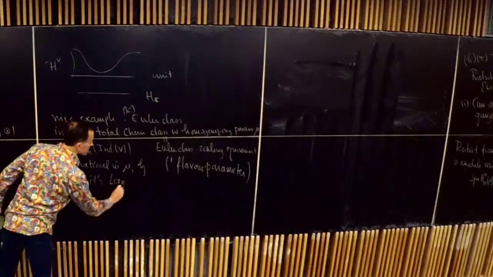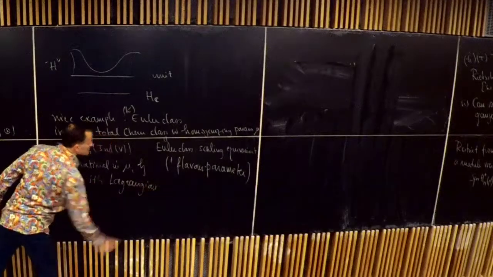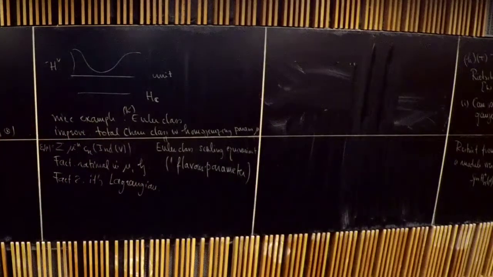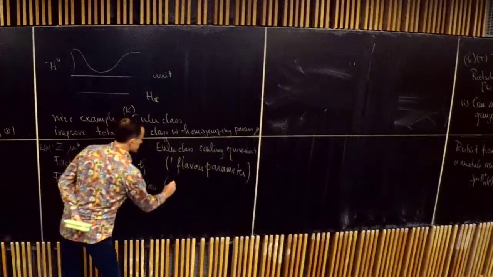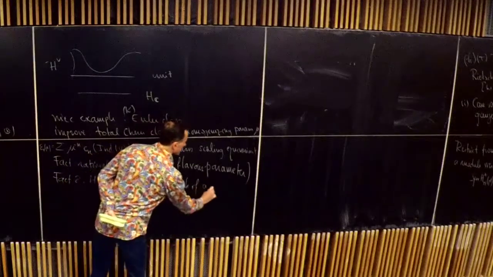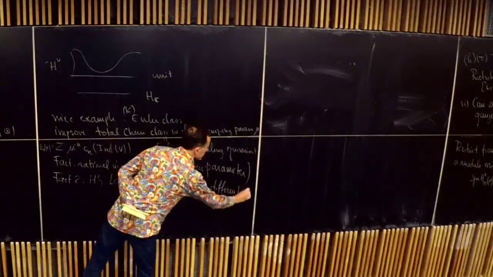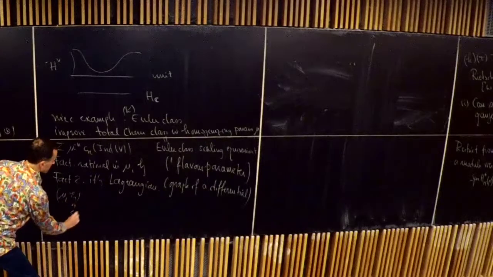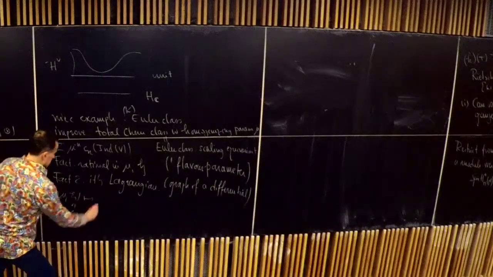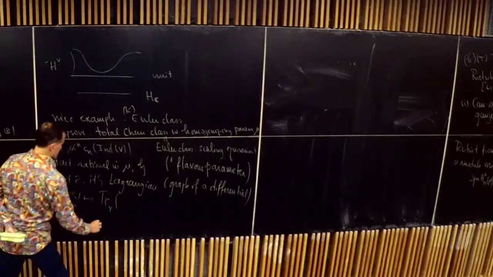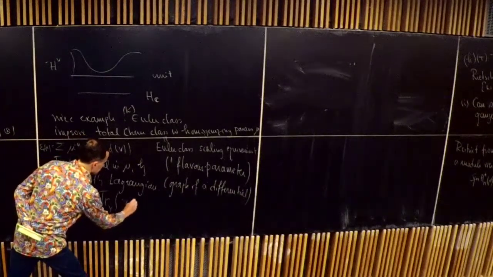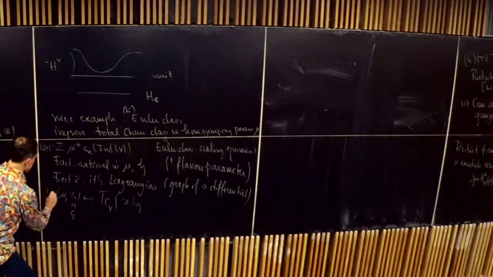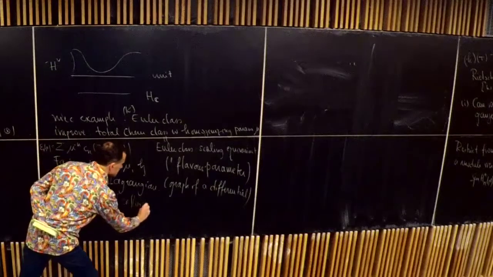Lagrangian. That's tied to the fact that it was transgressed from here. It's a bit like a derivative. So it's actually the graph of a differential of a function. And the function is something like, if I remember, mu and an element h goes to something like the trace in V of, let's call this guy x, x times (log x minus 1).